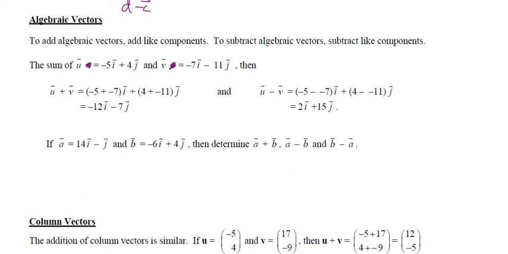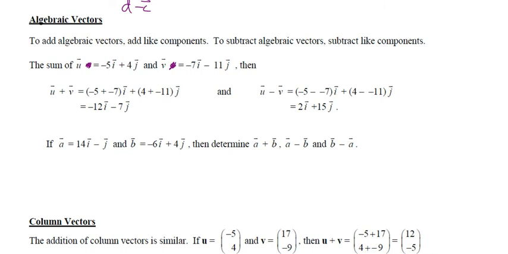The sum of u, which is equal to negative 5i plus 4j, and v, which is equal to negative 7i minus 11j, then u plus v is negative 5 plus negative 7i. So we take the components that are the same, right? The negative 5 plus negative 7, the i values. Take the 4 plus negative 11, giving us negative 12i minus 7j.